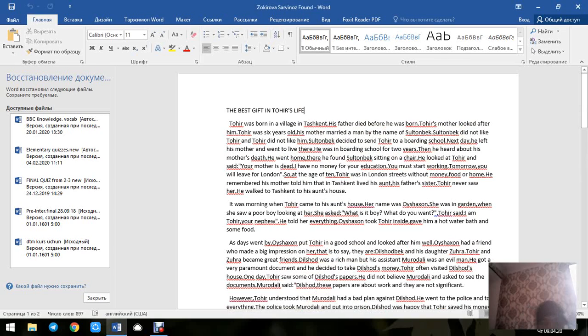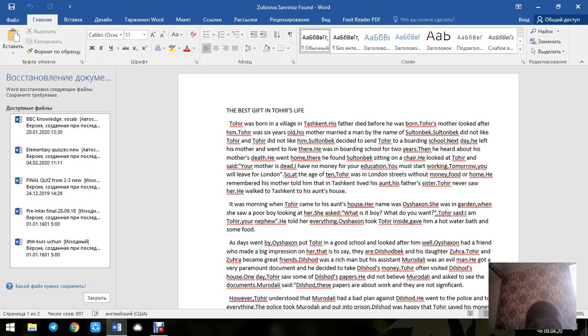So let's read the story together. The best gift in Tahir's life. Tahir was born in a village in Tashkent. His father died before he was born. Tahir's mother looked after him. Tahir was 6 years old.